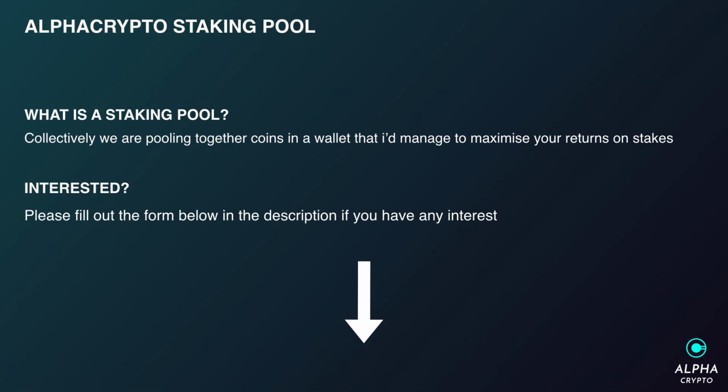So I'm thinking of running a staking pool, and if you're not sure what a staking pool is, it's collectively pooling together coins in one wallet that I'd manage to maximize your returns on stakes. How it works is, if everyone has a small amount of coins but they're not staking because they have too little coins to stake, and obviously we know with staking, the more coins you have, the more stakes you'll get. So everyone will send coins to one wallet. I would manage and track everyone's amount of coins, and everyone should be able to get stakes depending on how many users there are. So if you're interested, please fill out the form below in the description.